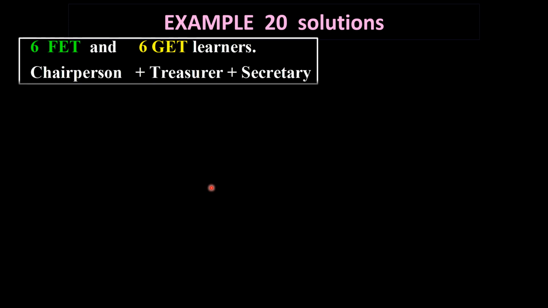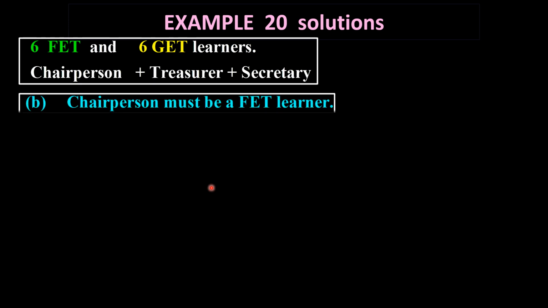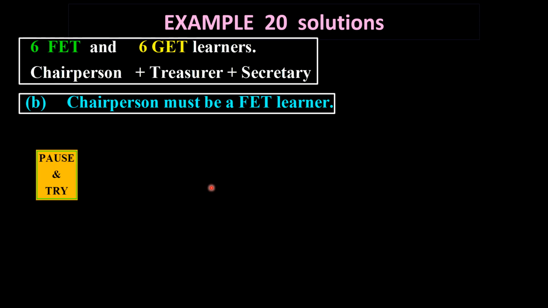So again, that's just our information there. Here's the question. The chairperson must be an FET learner. Okay, so you have to find the solution, and you will pause the video now, and let's give you 3 minutes to do that. It will be worth about 3 marks. So pause the video and then we'll start again.